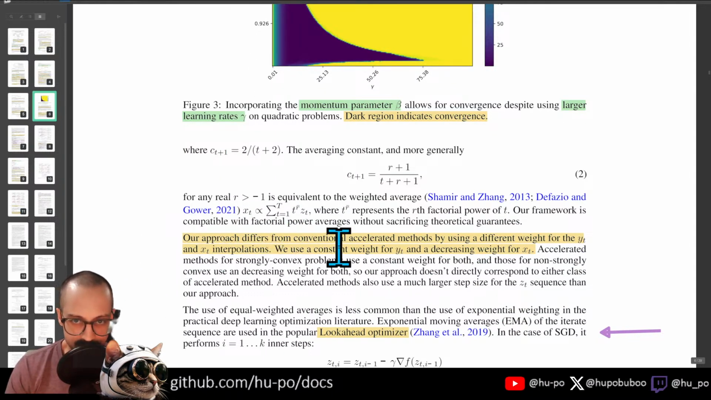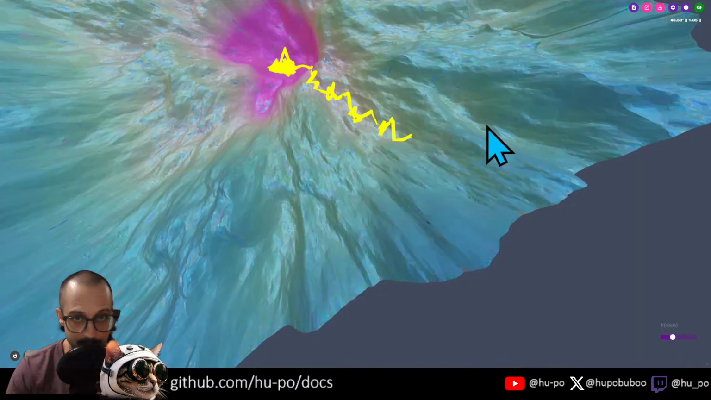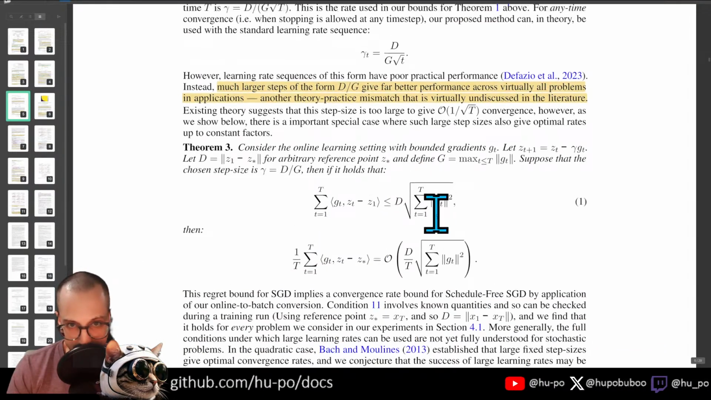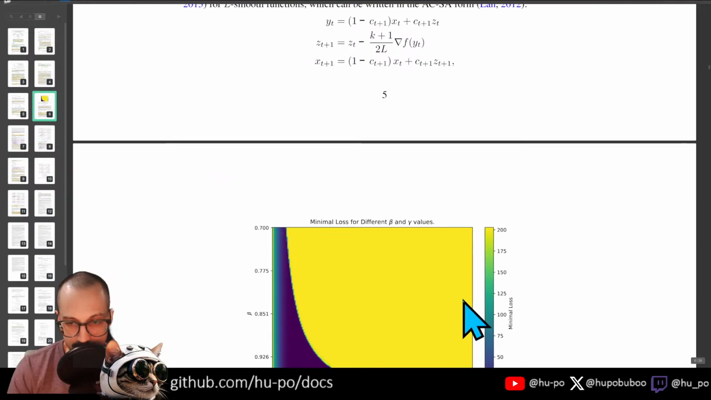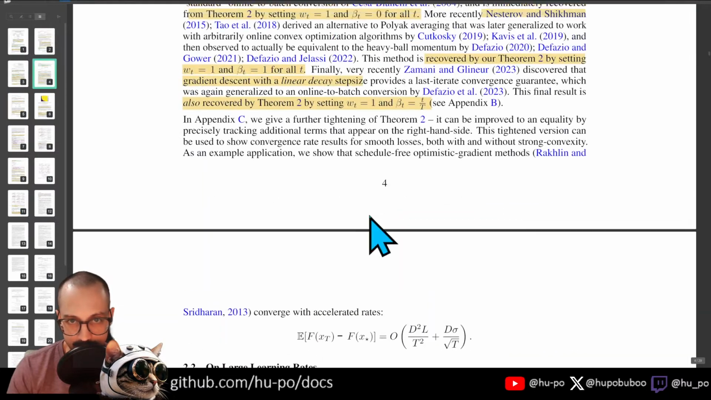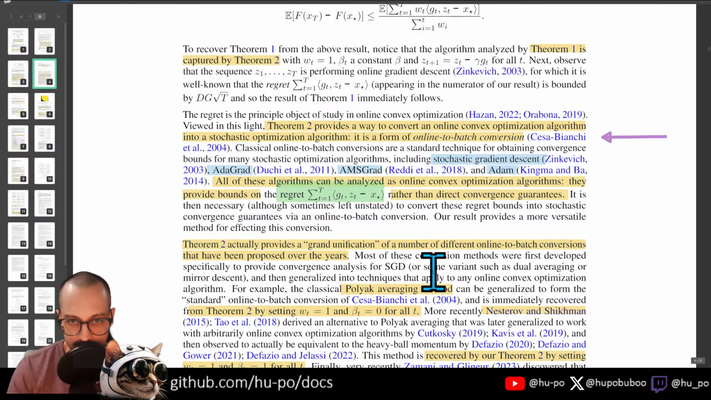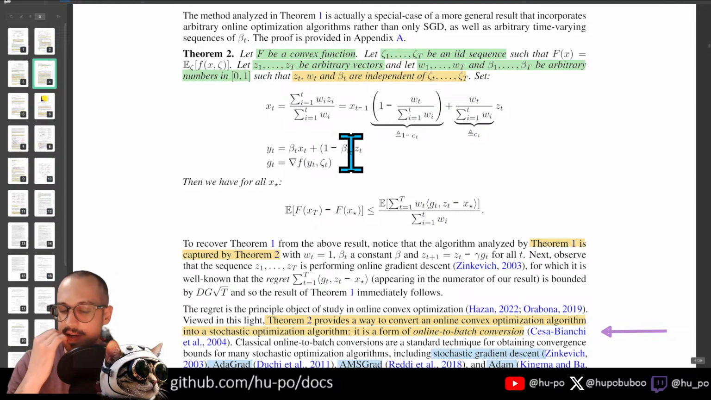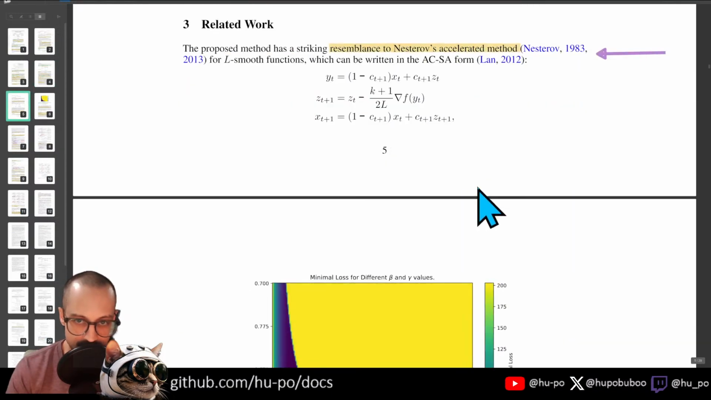Our approach differs from conventional accelerated methods by using a different weight for the y_t and x_t interpolations. So y_t and x_t are just points in this model parameter space, right? So y_t is some trajectory of points, x_t is some trajectory of points. Whenever you're taking averages of averages, there's some w's there. I think somebody was asking about this, the weights that you're using to interpolate between these. And apparently in Nesterov, the weights are the same for y_t and x_t, but in their approach, it's not the same.